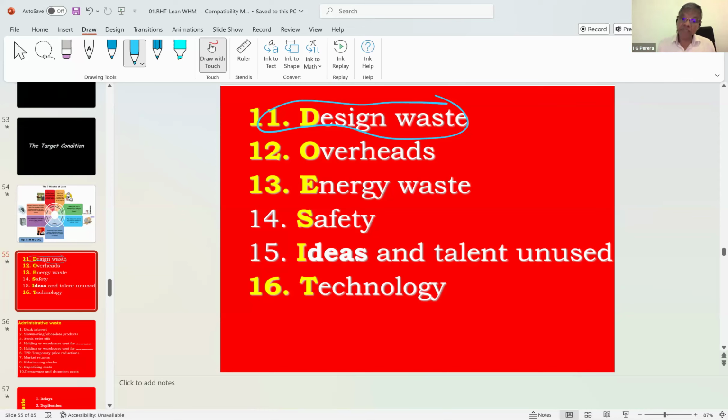Overheads, energy waste, and safety waste. Does the organization or the country have a proper safety system?